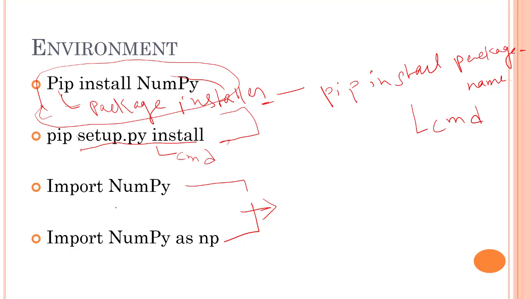How do we import? We use the keyword import and then the package name you are importing, numpy. This is just a package name. So we use the package name, your importing is done, and that will be in a Jupyter notebook. Now there is another way, called import numpy as np. Np is nothing but what we call an alias name for numpy.